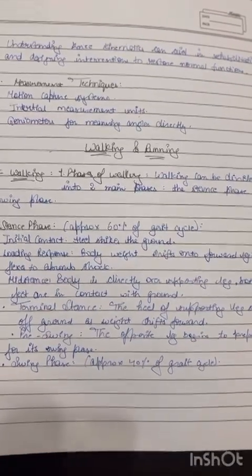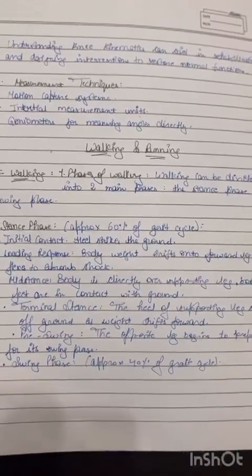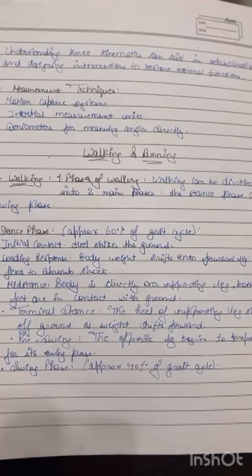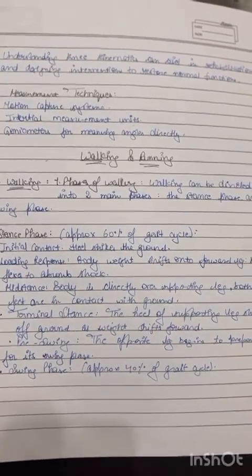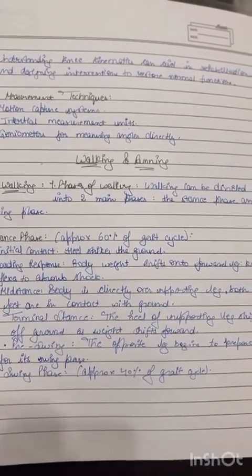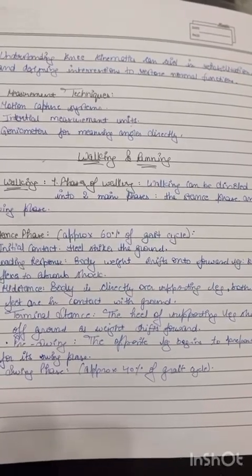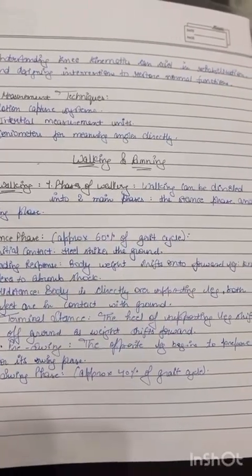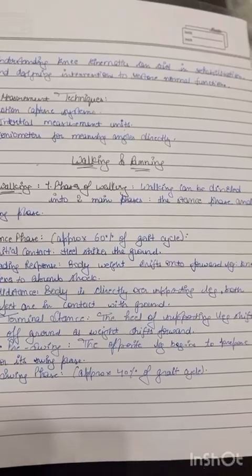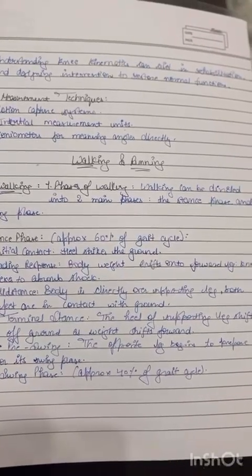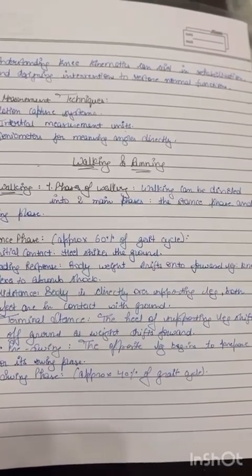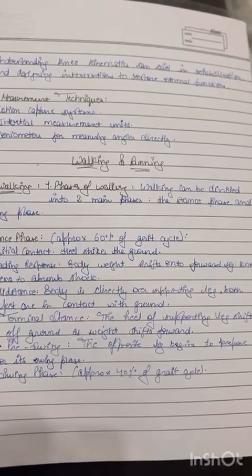Mechanism of running. Phases of running: running also consists of two main phases, stance and swing, but with distinct characteristics compared to walking. Stance phase is approximately 40% of the gait cycle. Initial contact: the foot strikes the ground, often with a mid-foot or forefoot strike. Loading response: the body absorbs impact. There is less time on the ground compared to walking.